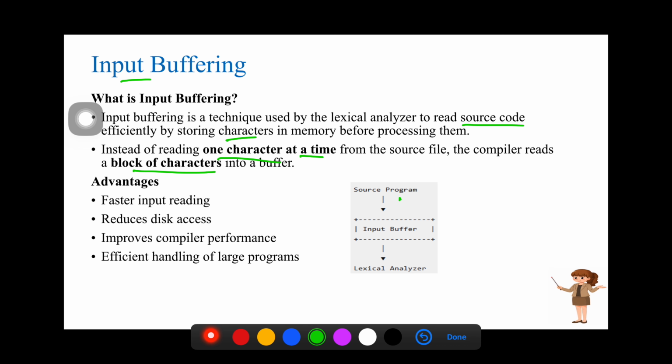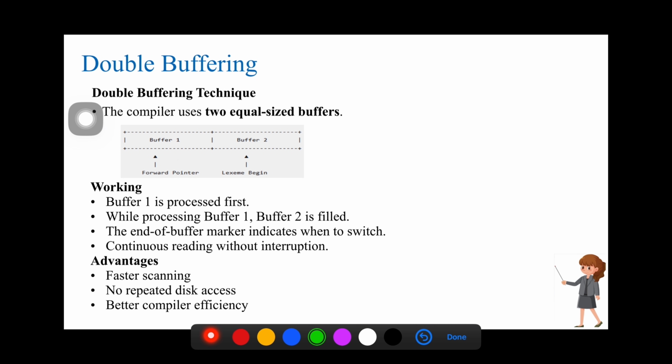Some of the advantages: faster input reading, the compiler reads many characters together instead of one by one. Reduces disk access. Since fewer disk accesses are required, the program executes faster. Improves compiler performance. The lexical analyzer spends less time waiting for input. Efficient for large programs. It works very well even for large source files. I hope you guys understood. Let's move on to the next slide.